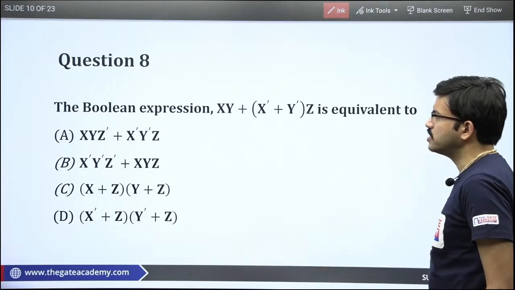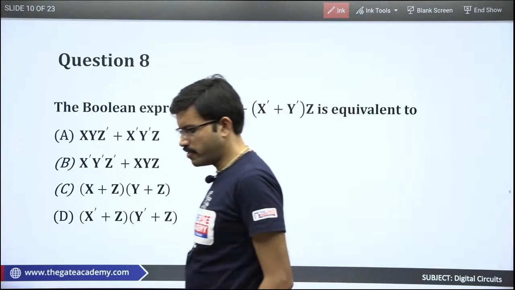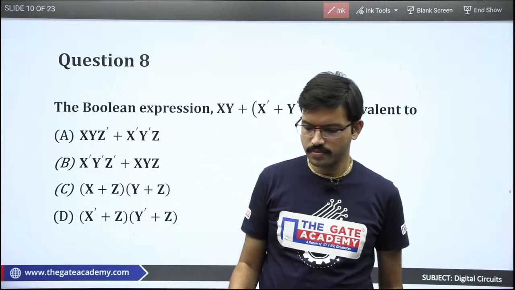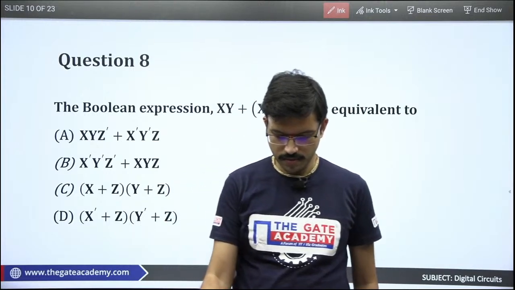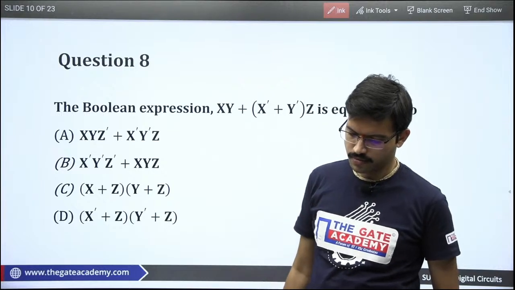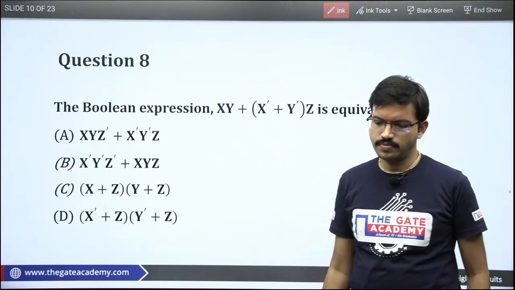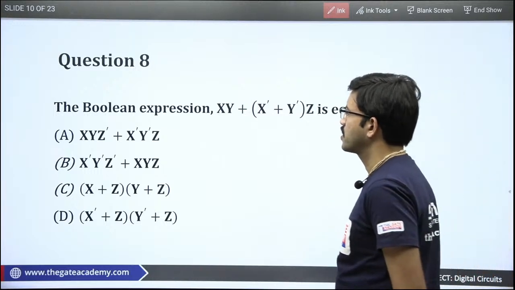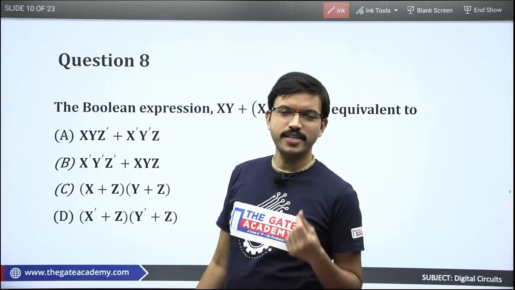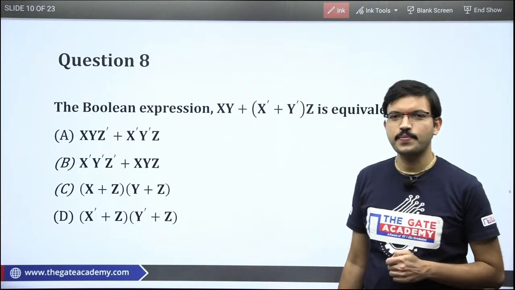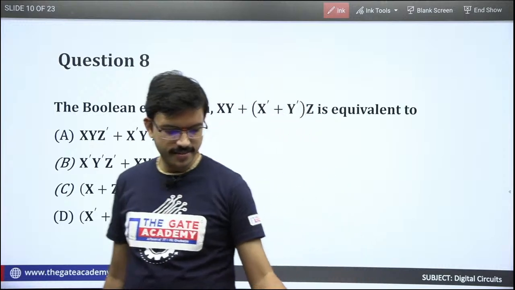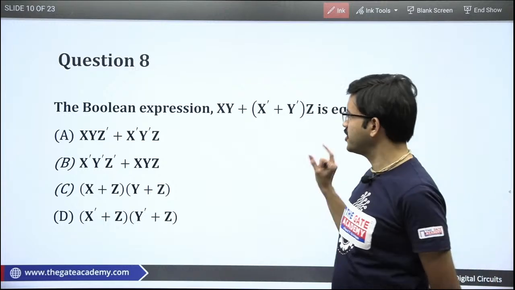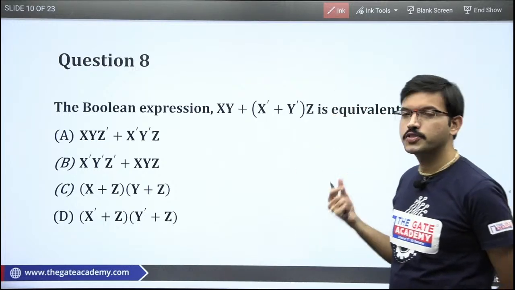This is also a simple question related to simplification of Boolean function. In one sense it is simple, but you have to be smart while choosing the correct option. Some students may face difficulty while choosing the correct option, even though it is a simple question.